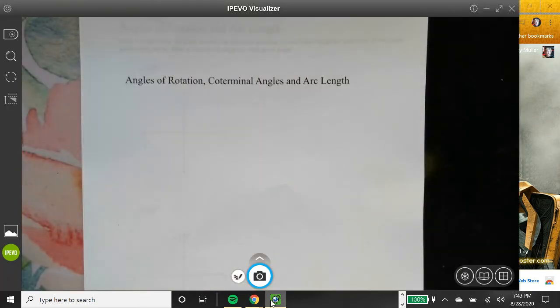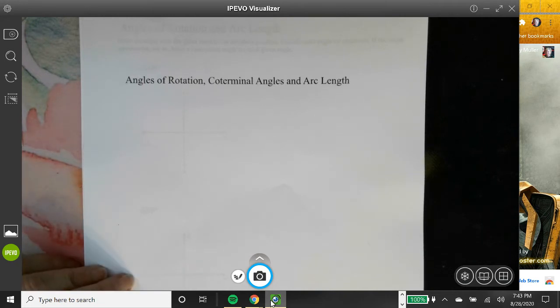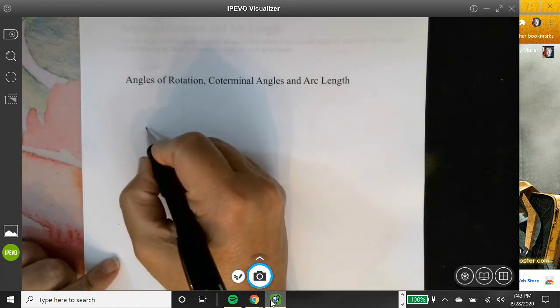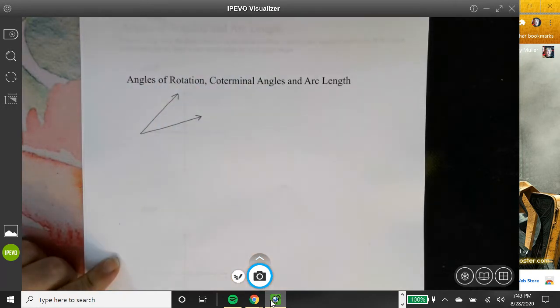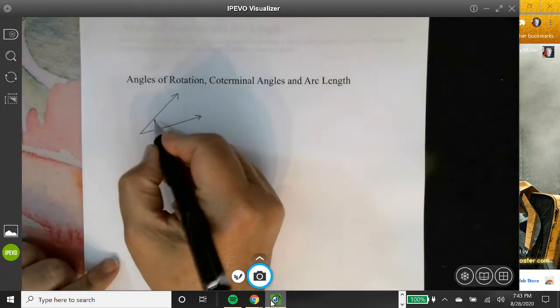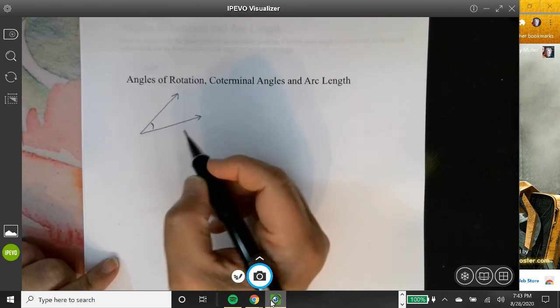All right, today we're going to talk about angles of rotation, coterminal angles, and arc length. And since this is the first unit of trig, we need to go back in time and talk about what an angle actually is. Okay, and I think everybody, if they were asked to draw an angle on their piece of paper, they would come up with something maybe that looks a little bit like this. And a lot of people would draw this because the angle is actually the space in between here.